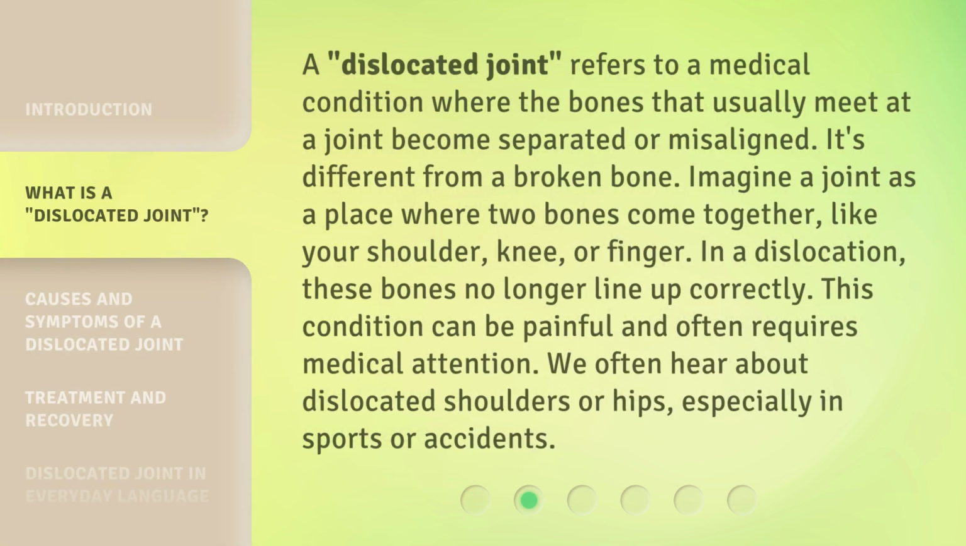A dislocated joint refers to a medical condition where the bones that usually meet at a joint become separated or misaligned. It's different from a broken bone. Imagine a joint as a place where two bones come together, like your shoulder, knee, or finger. In a dislocation, these bones no longer line up correctly. This condition can be painful and often requires medical attention. We often hear about dislocated shoulders or hips, especially in sports or accidents.